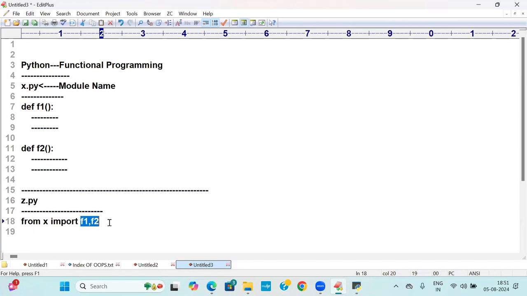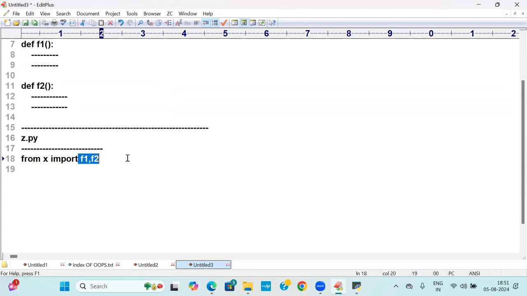Function names are called what? Objects. Every object definitely has what? Memory space. So in functional programming, Z is feeling an advantage. He did not write the same lines of code in Z. Advantage. Functions are providing what? Reusability. Very nice concept.